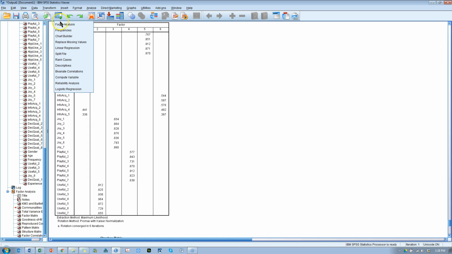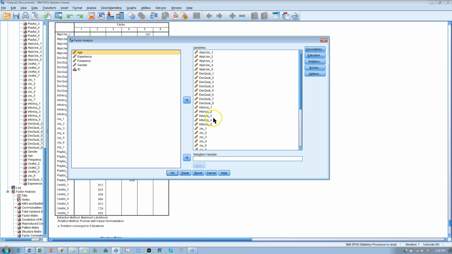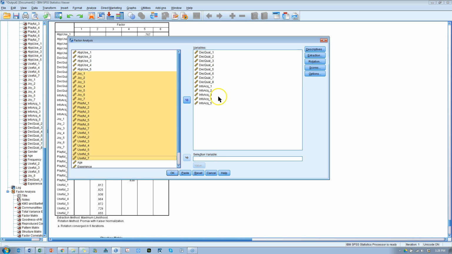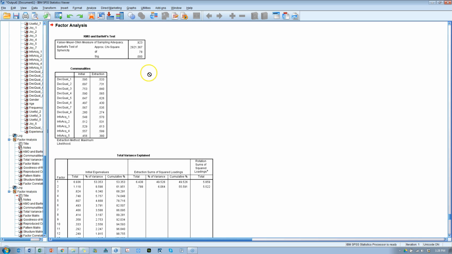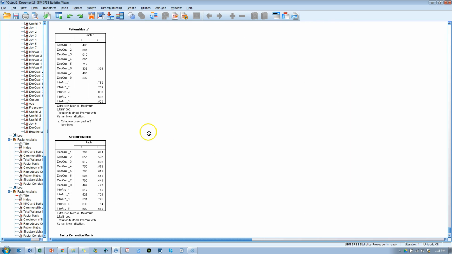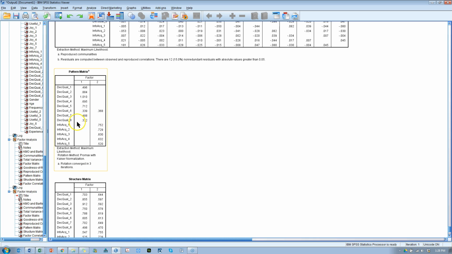I would actually just run another factor analysis, but get rid of everything except decision quality and information acquisition. There we go. And just run it again with just those two sets of items. And looking good, looking good. Really, what I want to do is go down to the pattern matrix. Good, it did come up with two factors. That's what we wanted.